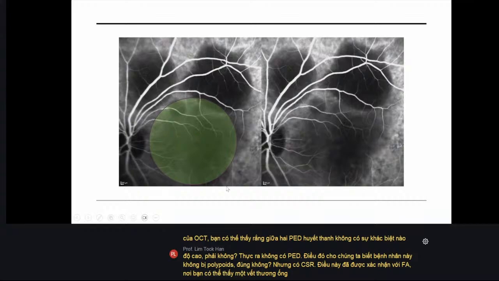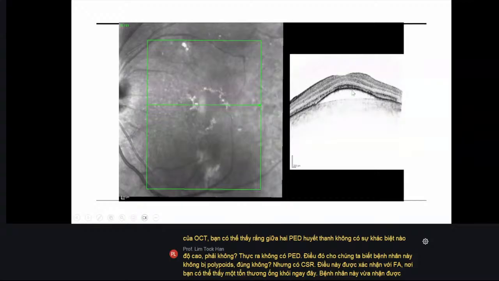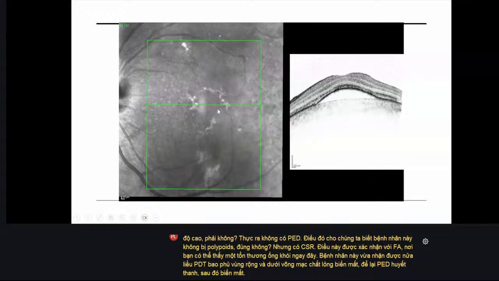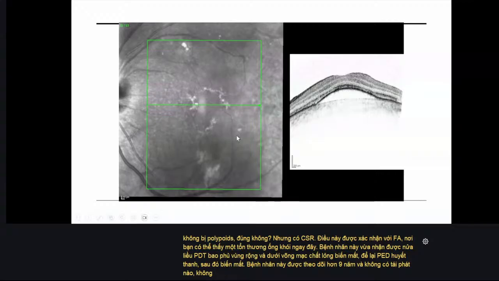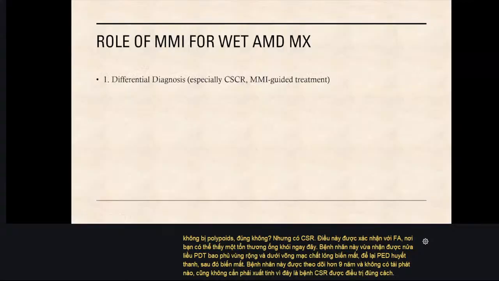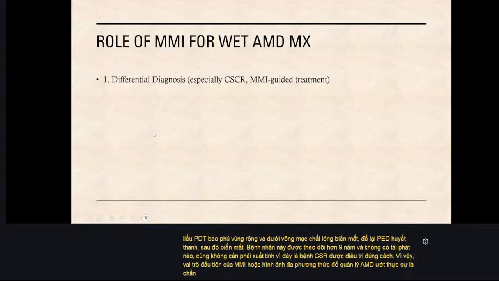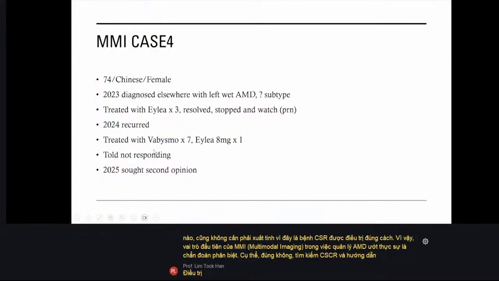So this patient just received half dose PDT covering the wide area, and the subretinal fluid disappeared, leaving behind serous PED, which subsequently disappeared. This patient was followed up for more than 9 years and did not have any recurrence, did not need any injection because it's a CSR that's properly treated. So the first role of MMI, or multimodal imaging, for wet AMD management is actually differential diagnosis, in particular, looking for CSCR and to guide treatment for central serous chorioretinopathy.